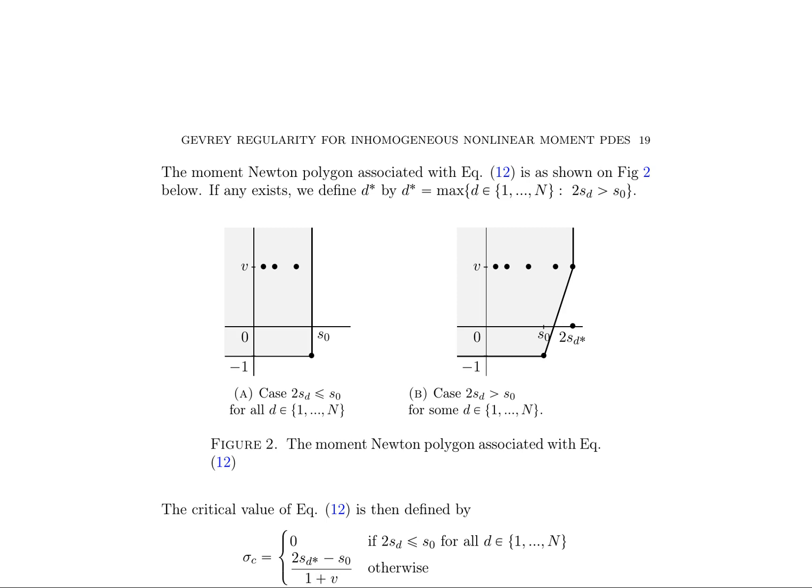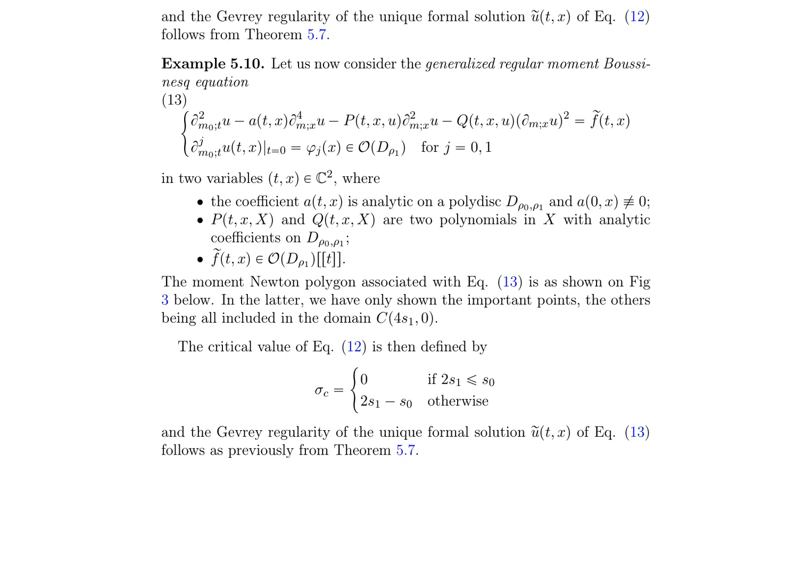The discussion is then extended to the generalized regular moment Boussinesq equation 13, in 2 variables (t, x), where the moment Newton polygon is analyzed, as shown in Figure 3. The critical value for equation 13 is defined differently, and Theorem 5.7 is again employed to establish the Gevrey regularity of its unique formal solution. These findings are crucial for understanding the Gevrey regularity in the context of inhomogeneous nonlinear moment PDEs, providing a foundation for further analysis of these complex equations.